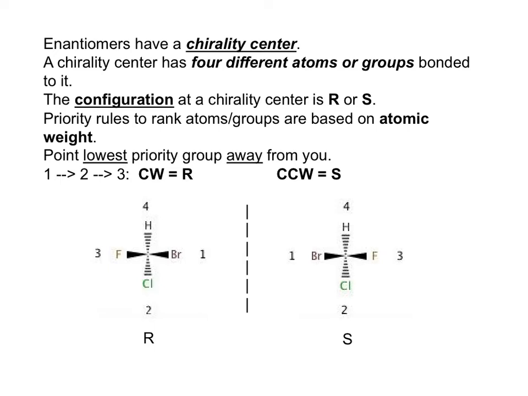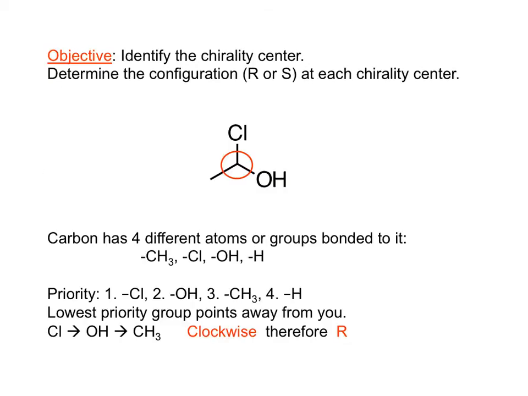In our wedge and dash structure, here is the chirality center, which is a tetrahedral carbon. Bromine has the highest atomic weight, followed by chlorine, fluorine, and hydrogen. Point the lowest priority group away from you, which is the hydrogen, and draw a circle from the highest priority to the lowest priority groups. That circle goes in the clockwise direction, therefore that is the R enantiomer.